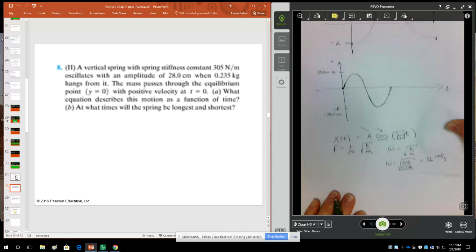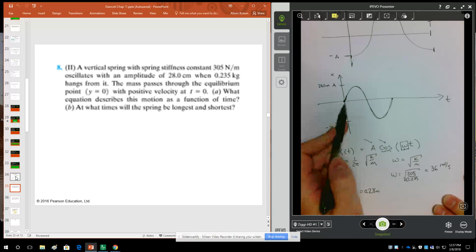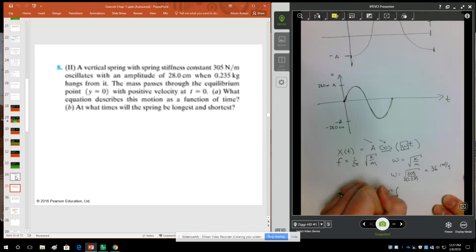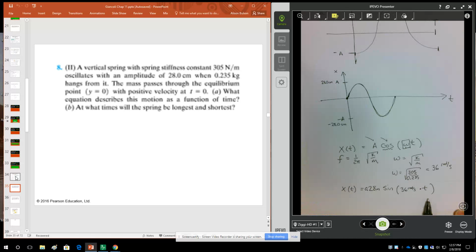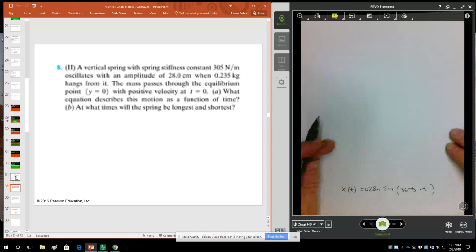Okay, so my final answer for part A then is, what's the function? X of t equals A, amplitude. Let's be in SI units, so 0.28 meters, times not cosine, because this isn't a cosine function, this is a sine function, of omega, 36 rad per second, times t. And now I have a powerful equation that tells me where this oscillating object is anytime in the future. And if I so felt like it, I could use the velocity and acceleration equations to know how fast it's going and how much it's accelerating. So here's my position equation. X equals 0.28 times sine of 36 radians per second times time.